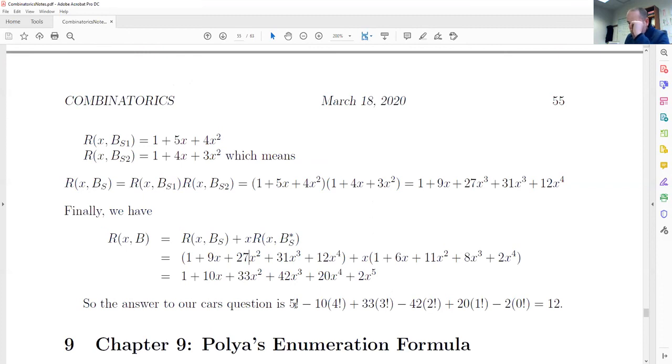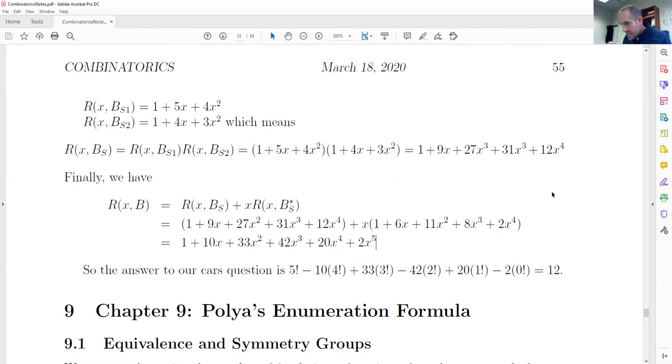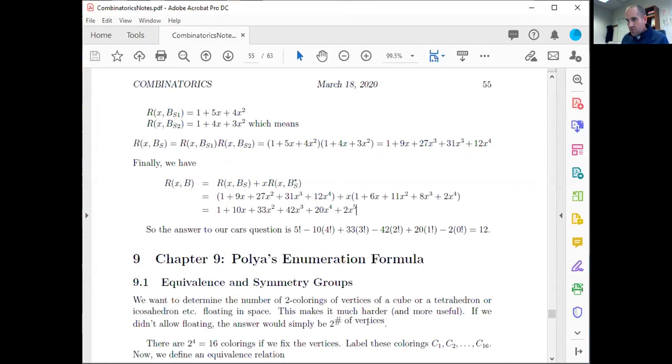So it's 5 factorial minus the number of ways to place 1 rook on bad squares, which is 10 times 4 factorial, plus the number of ways to place 2 rooks on bad squares times 3 factorial, minus 42 times 2 factorial, plus 20 times 1 factorial, minus 2 times 0 factorial, where all those numbers are coming directly from that rook polynomial. That is amazing. And if you do the computation itself, I think I did this right. You get that. So let me see here, just to make sure, not going crazy here.